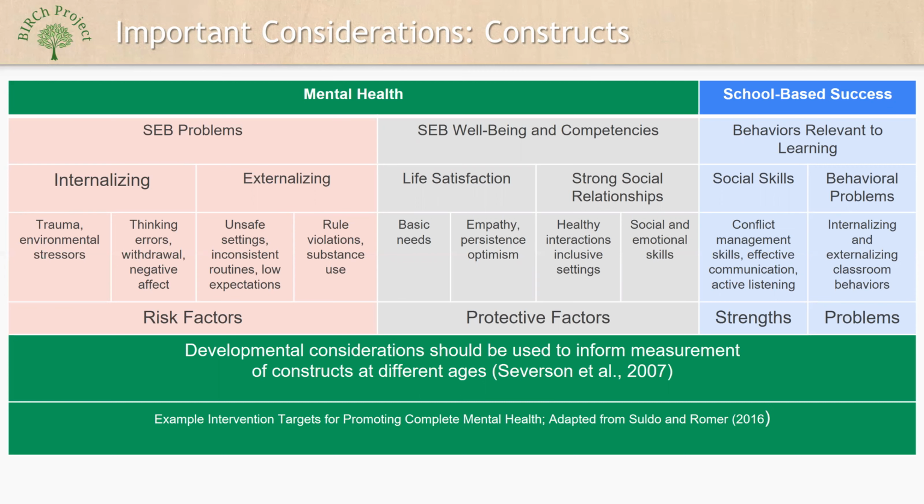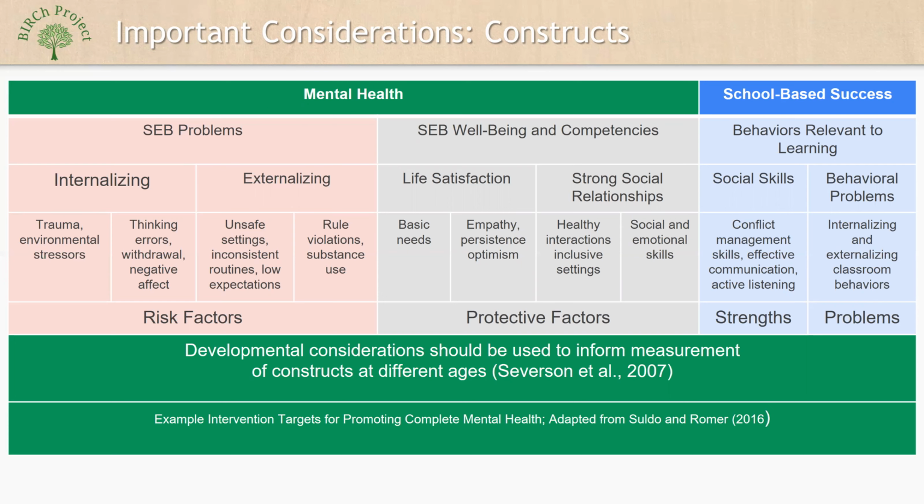There are also screening tools which focus more exclusively on just behaviors related to school success. So instead of assessing the full range of social skills, it may focus on social skills specific to the school context, things like active listening, conflict management, or communication, as well as behaviors that are exhibited in the classroom that directly impact learning, without spanning the full range of a child's social or emotional functioning. So these are all important considerations when thinking about what types of constructs you want to assess.